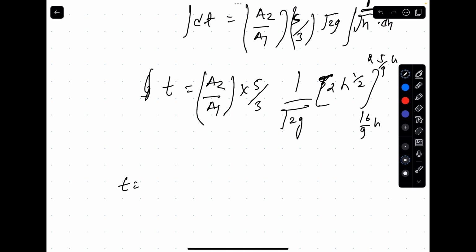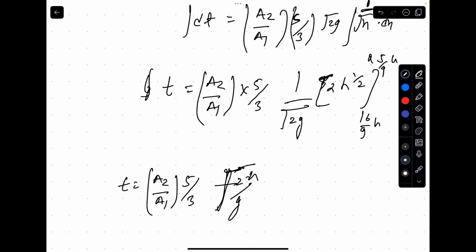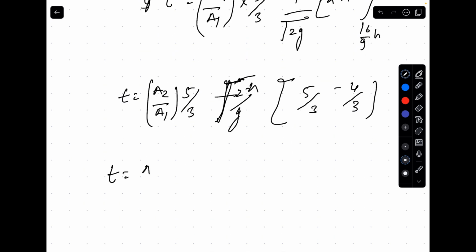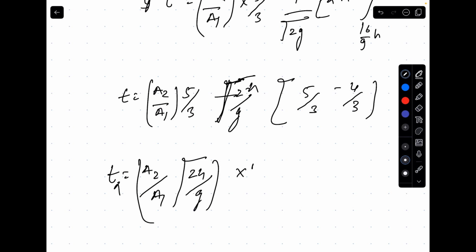So t is a2 divided by a1, 5 by 3, 1 by, okay, of course that is root 2 by g, and here there is root h as well, so root h, and it will be 5 by 3 minus 4 by 3, alright, yeah. So t is a2 by a1 and root 2h by g, which is similar to the previous calculation, multiplied by 5 by 3 multiplied by 1 by 3. So that is 5 by 9.